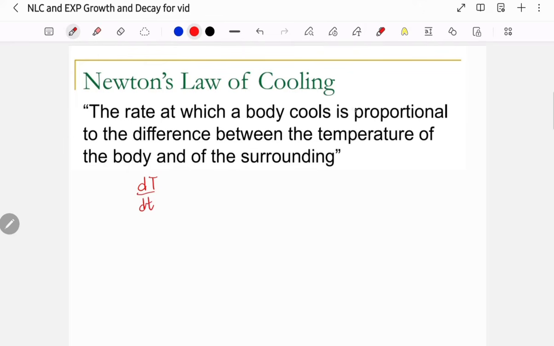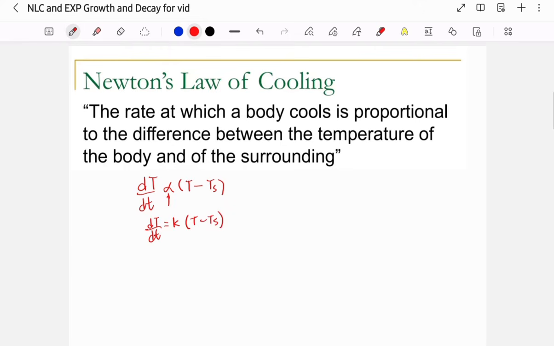And it is proportional to the difference between the temperature of the body and of the surrounding. So, temperature of the object and the temperature of the surrounding. Difference of the temperature of the body and of the surroundings. So, to transform this one, this becomes equal and we add proportionality constant. Then we copy T minus Ts, derivative of T over dt. So, this is now variable separable.